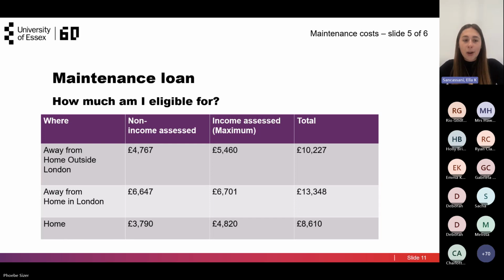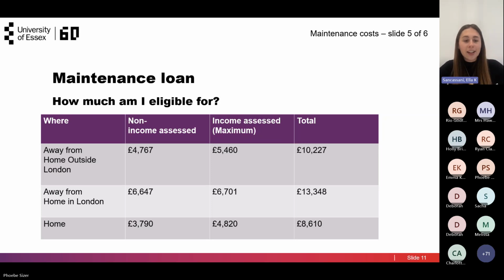If they move away from home, but they decide to go to university in London, you'll see how the figures are slightly different here. This is because the general cost of living in London is a little more expensive, so it is reflected in what is available. The non-income assessed part of this loan is £6,647. And then if they decide to apply for the maximum amount available, they can get up to a further £6,701, totaling up to £13,348 to support them with their living costs at university.